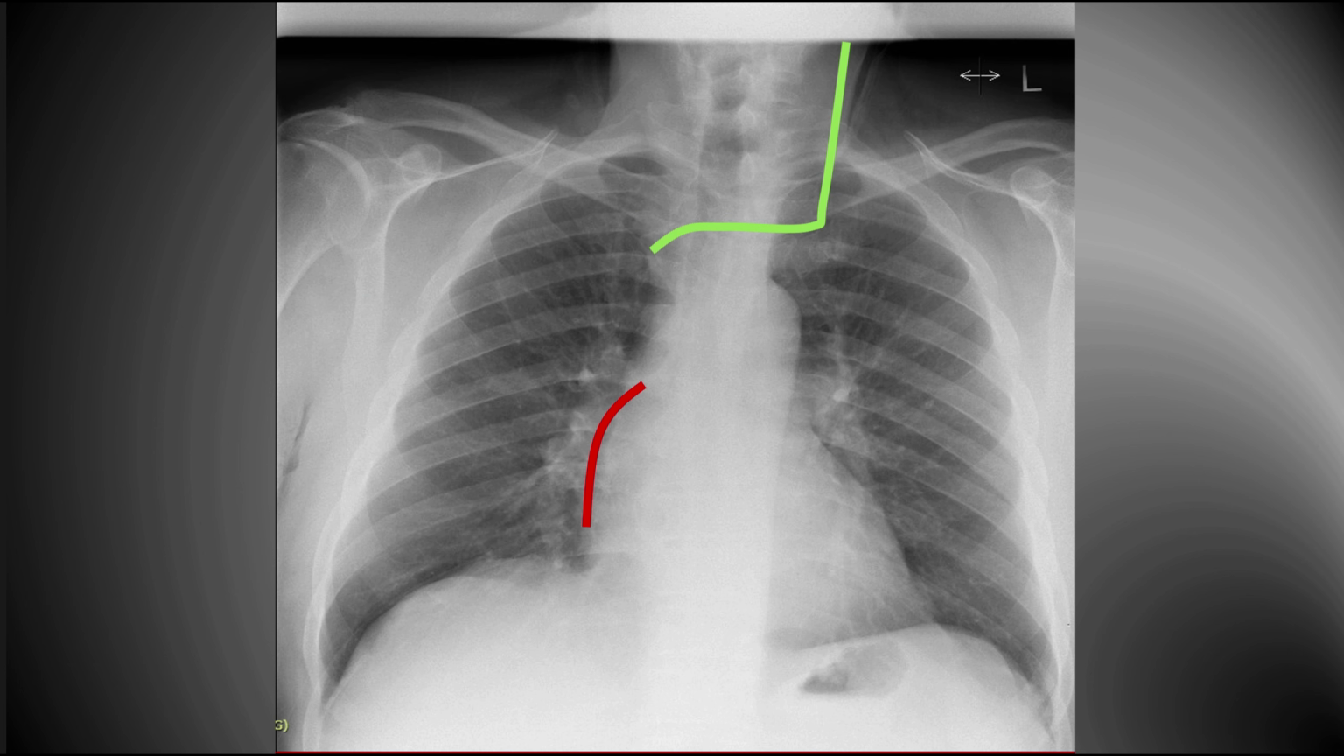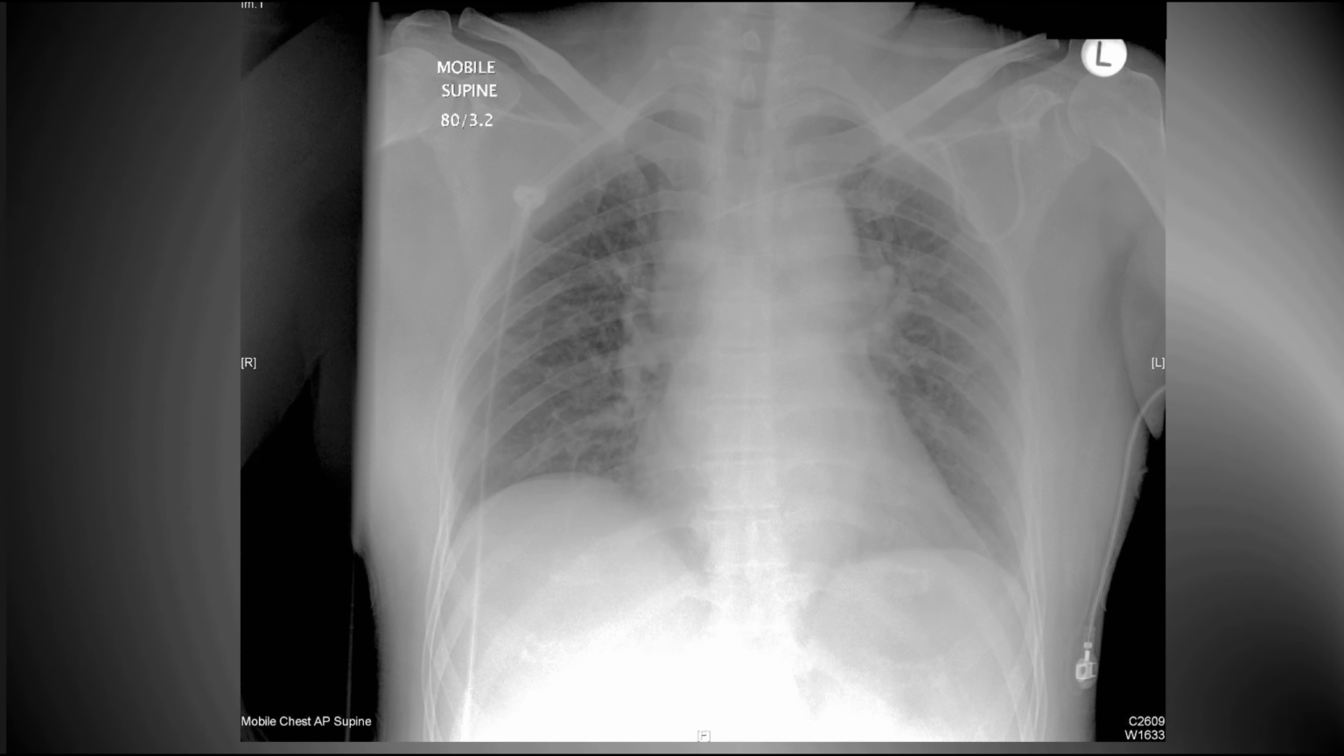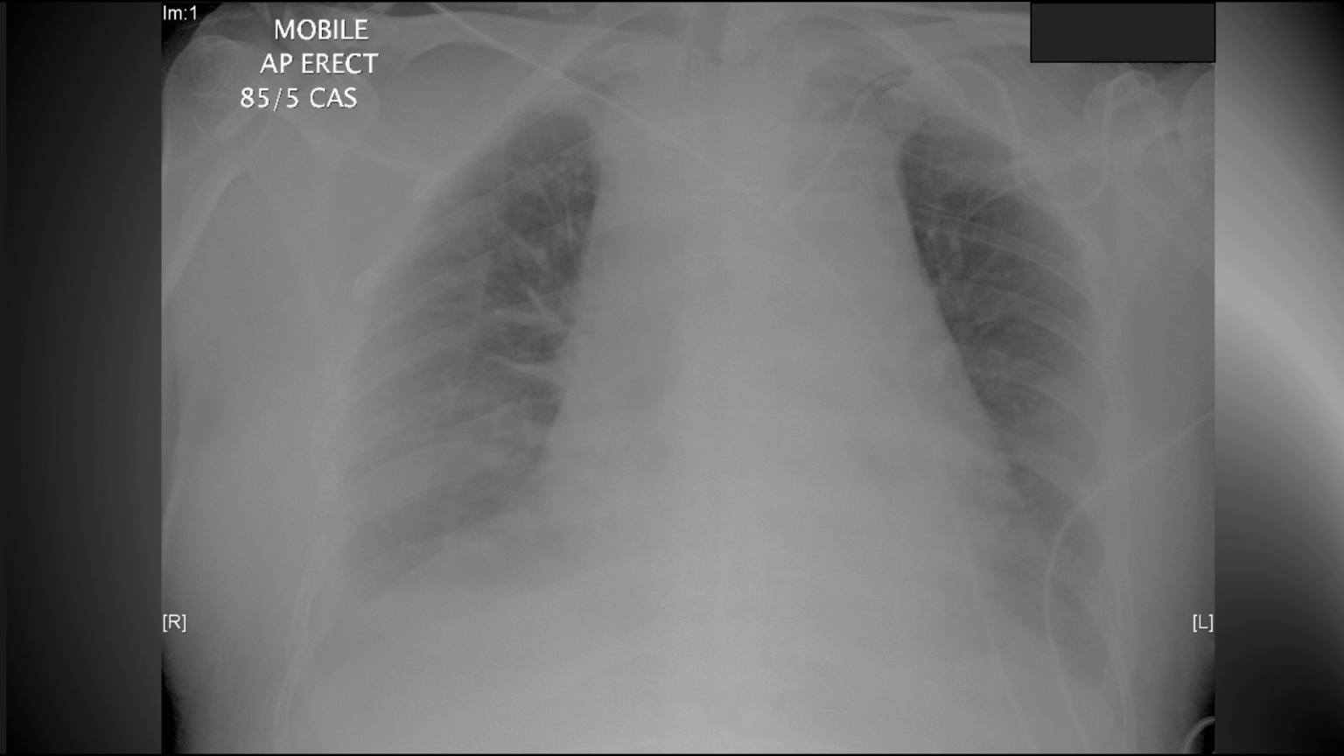This is a left-sided IJ line that's going into the superior vena cava, and while this looks okay, you would really like to see this go a bit further. I don't like this location because it's a high-risk location. It's at a junction, and there is a risk that it may erode into the wall and cause a big hematoma. In this situation, this patient has a large mediastinal hematoma due to a line eroding through the SVC.